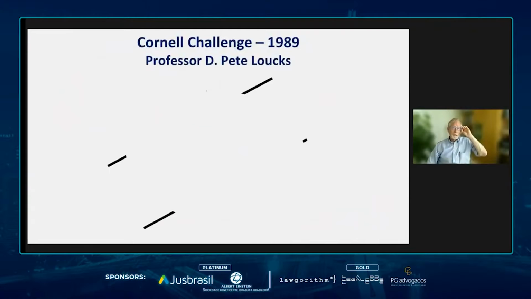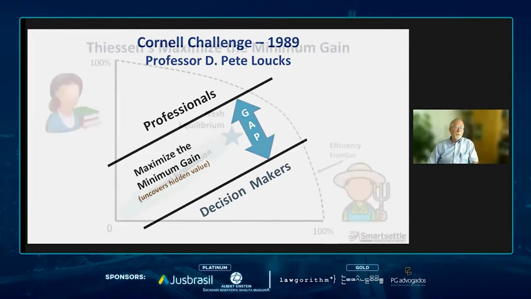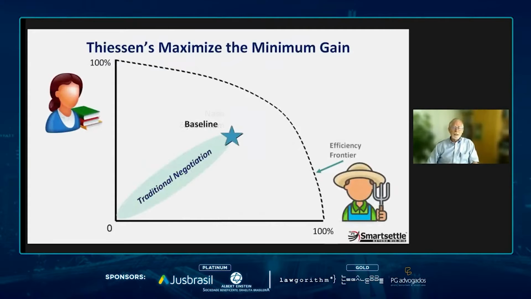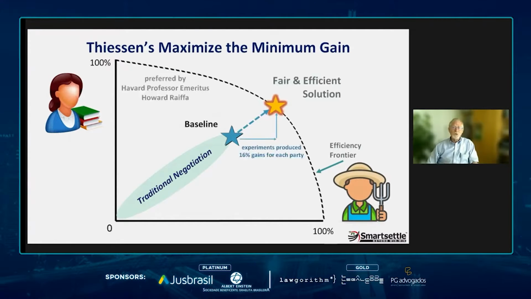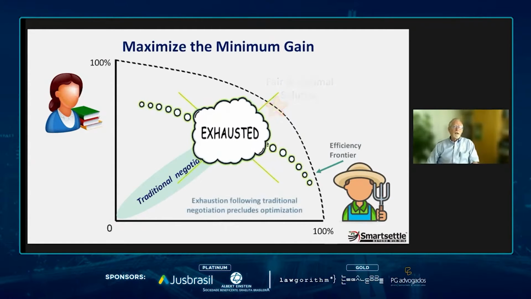Unaware of Nash's solution, my major advisor at Cornell University gave me a challenge, and I invented maximize the minimum gain. My experiments predicted 16% gains for each party. And the late Harvard professor Emeritus Howard Raiffa, considered then to be a leading expert, published a preference for this algorithm. But unfortunately, further research showed that this method was incomplete. Negotiators are very attached to the baseline and too exhausted to go further.